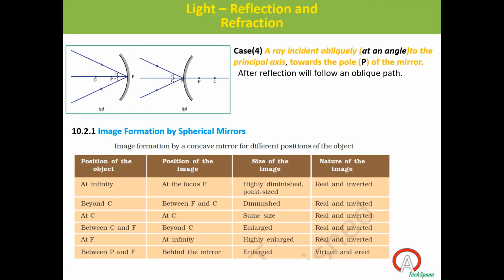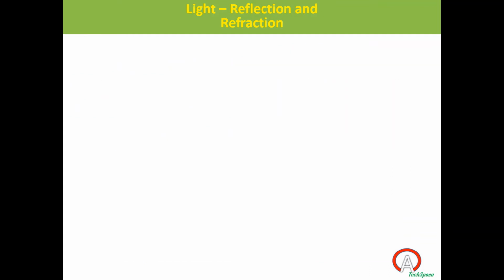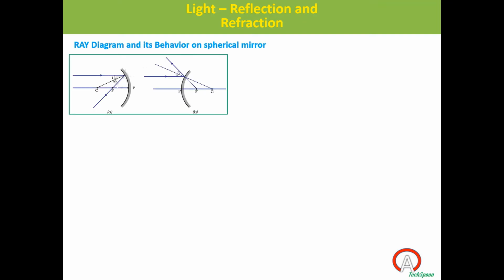Okay. So next, today's topic is image formation by spherical mirror. So for image formation, we will use the properties, the ray diagram and its behavior on a spherical mirror. So what are the four different cases?